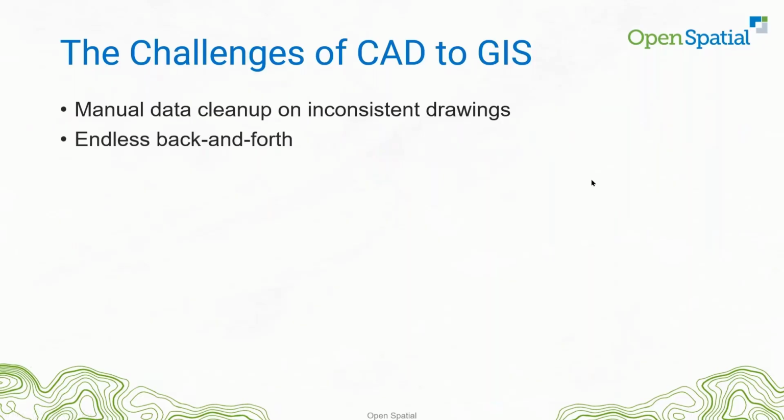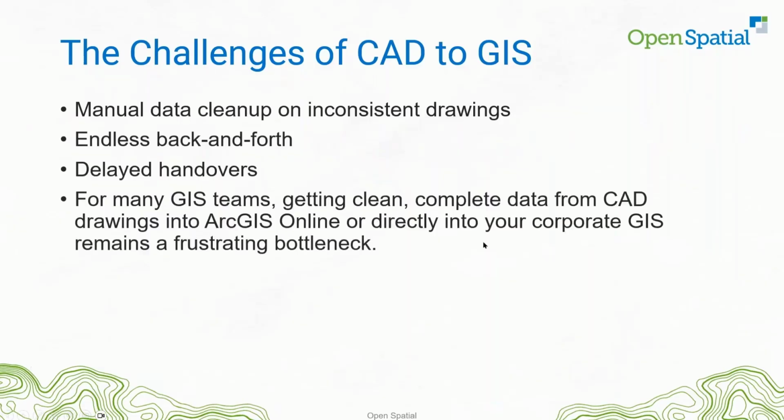It also can be endless back and forth. Oh, what's in this data? Or even after sign-off sometimes, we don't know what this is. Could you go and resurvey it or do whatever you want to do? There's also a delay. It takes time to go through it. It's manual. And so the big challenge for GIS teams, which is where we come from, is getting clean, complete data from CAD drawings into ArcGIS Online or into your GIS itself directly. It remains a pretty frustrating bottleneck.